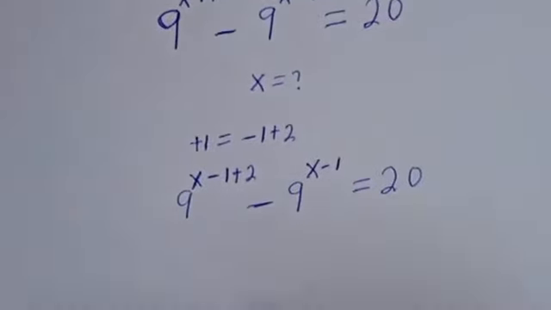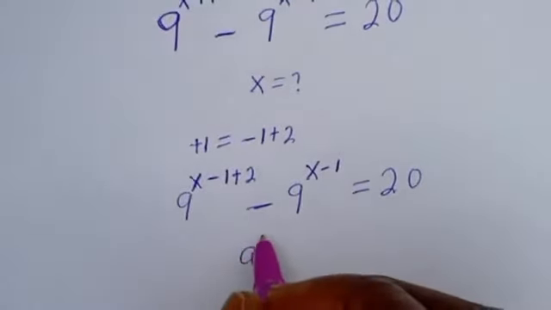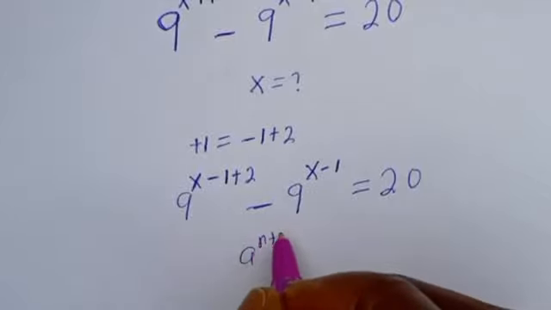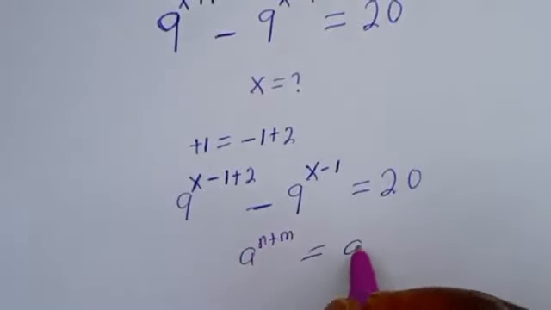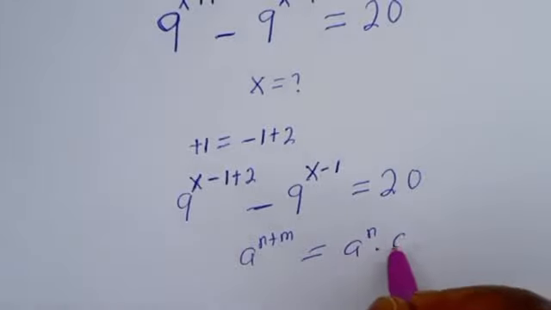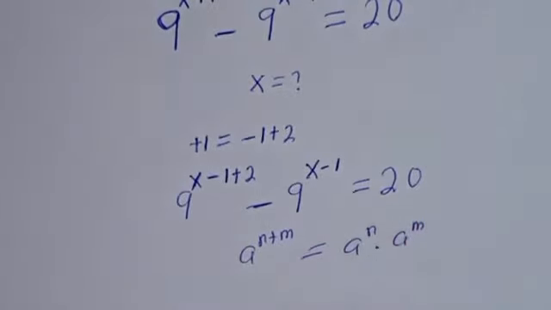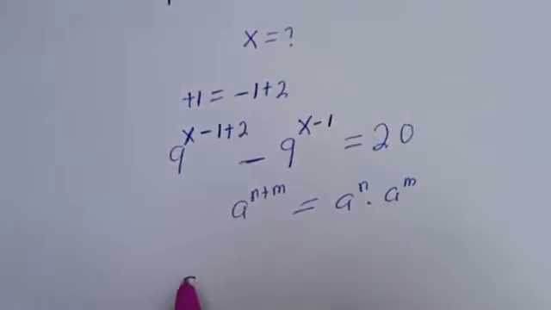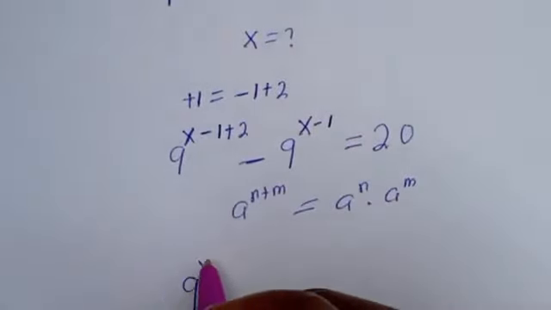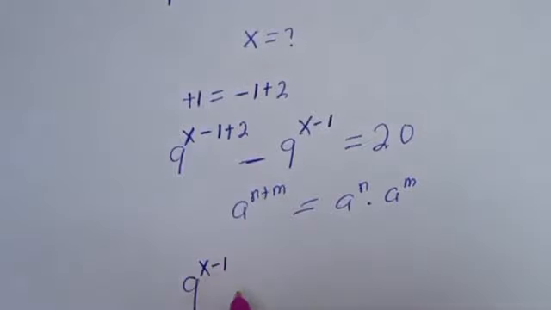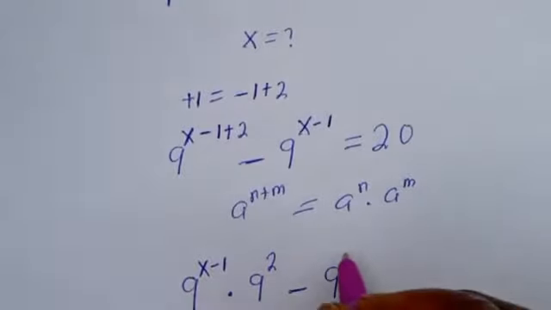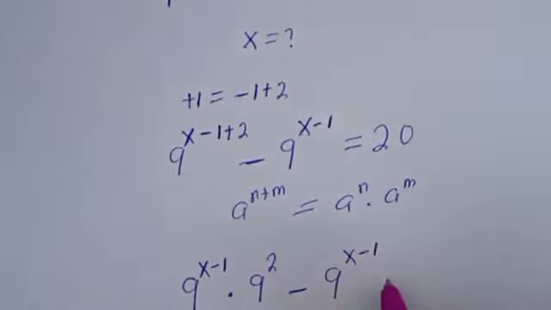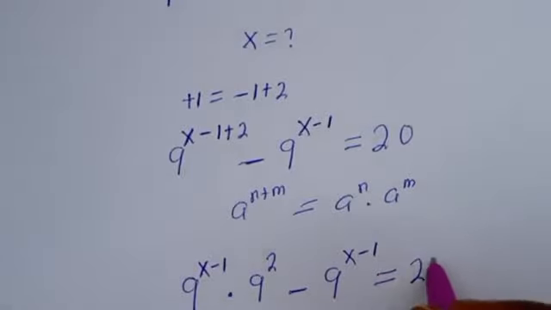Take note of this, that if you have a to the power of n plus m, this is equal to a to the power of n multiplied by a to the power of m. Then this can be written as 9 to the power of x minus 1 multiplied by 9 squared, minus 9 to the power of x minus 1 is equal to 20.